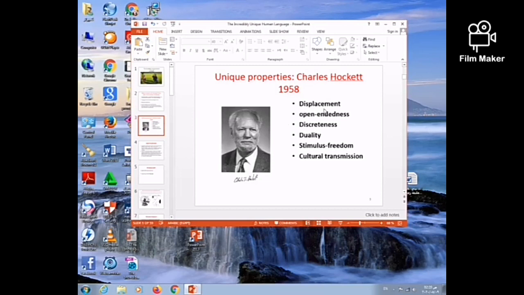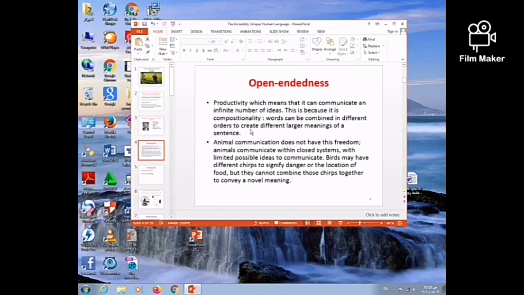These features or these properties include displacement, open-endedness, discreteness, duality, stimulus freedom, cultural transmission, and so many properties. And I'm going to focus on some important elements in this design. Let's start with the first one, open-endedness. It refers to the creativity of human language. The basic feature of human language is that it is creative, and we use it creatively.